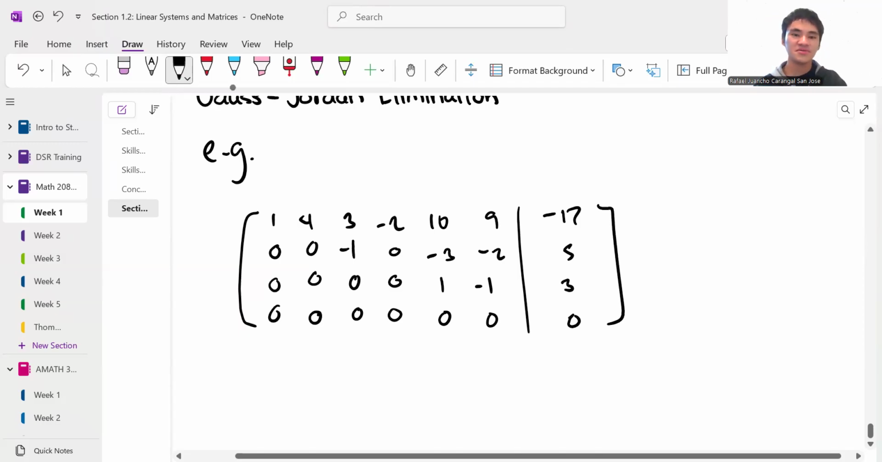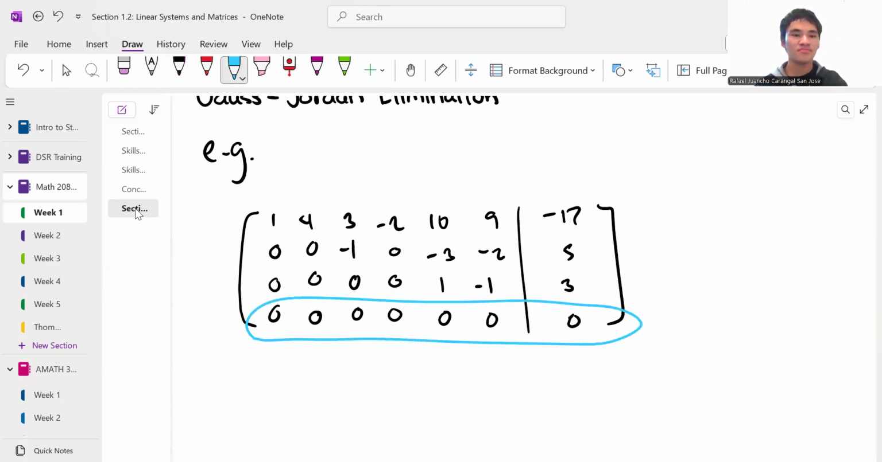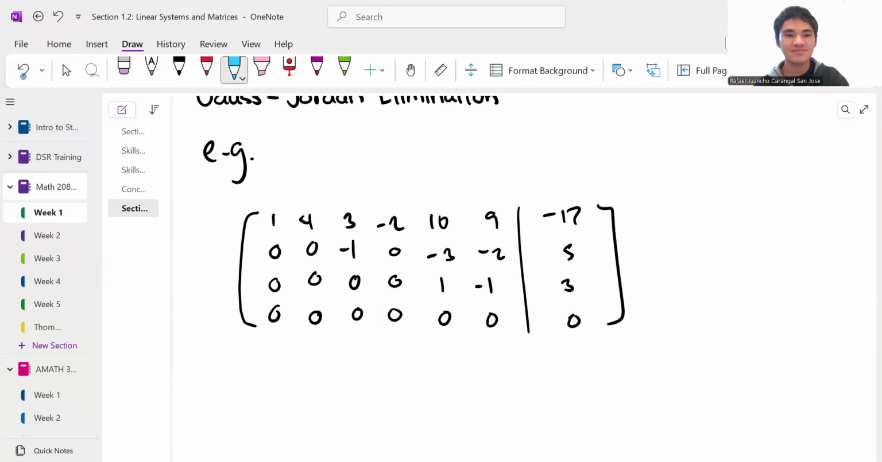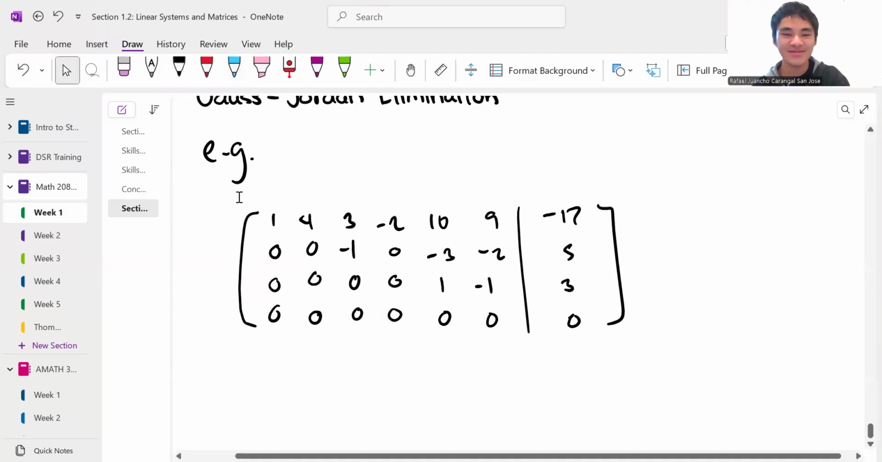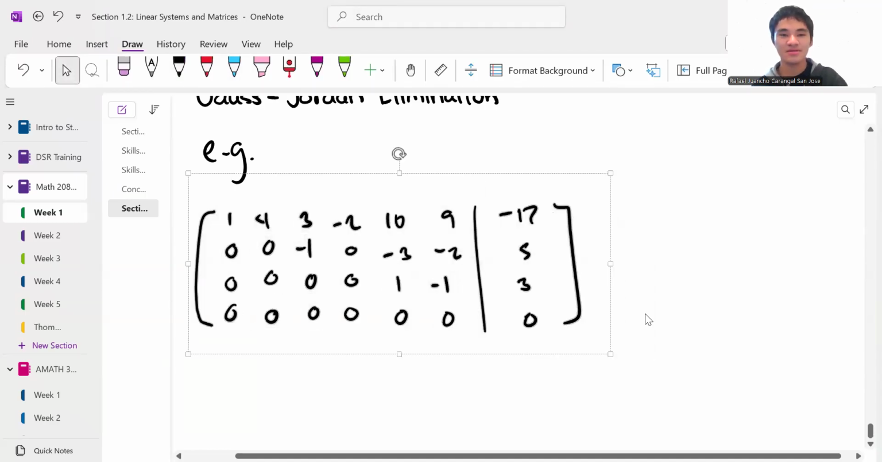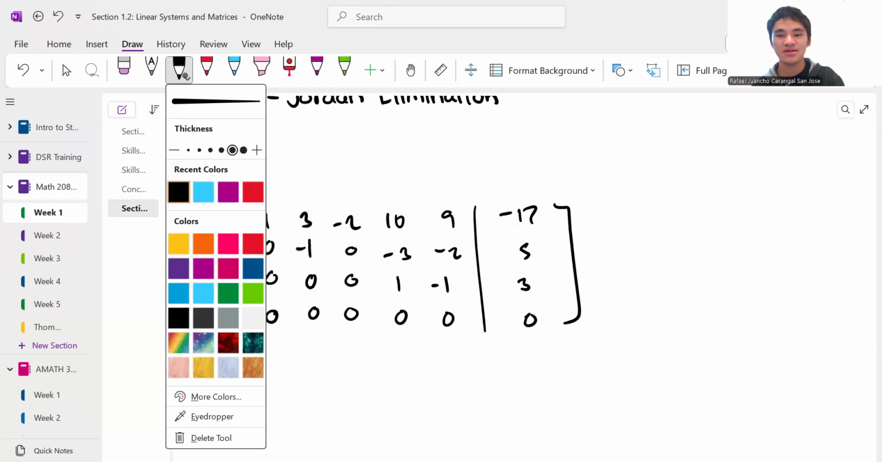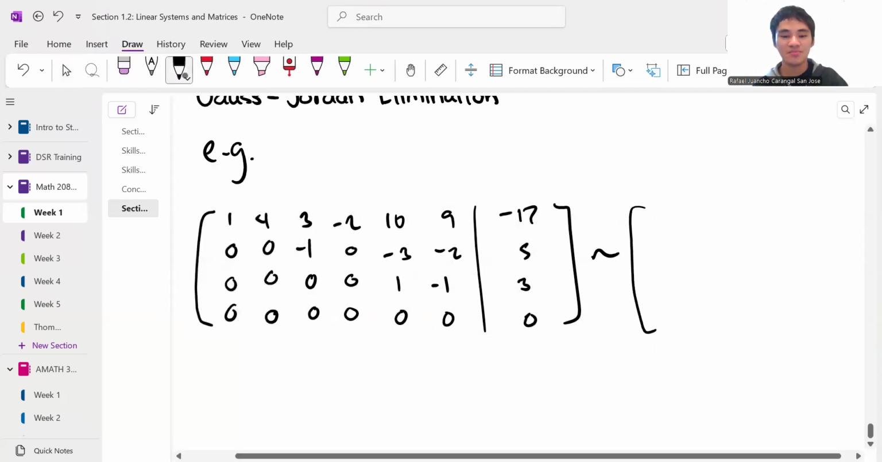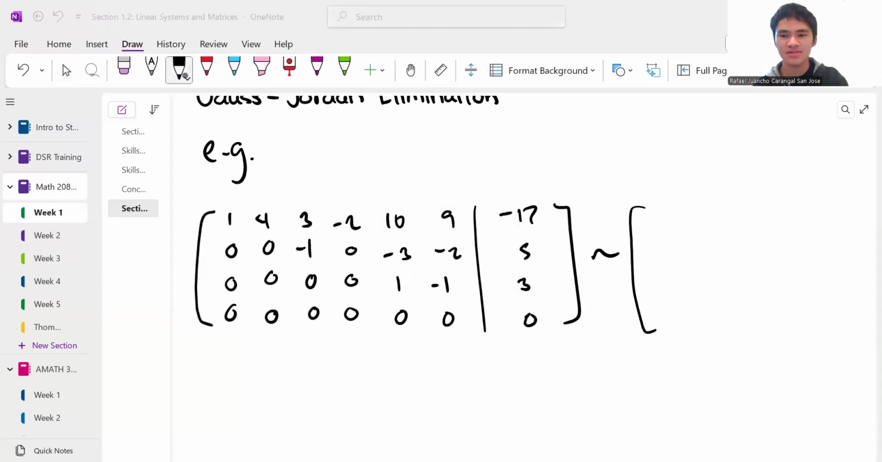So we actually have a 0 row here. I don't know, just an observation. This has nothing to do with Gauss-Jordan. Here's what Gauss-Jordan is. I'm gonna say this matrix, after a couple of operations, is equal to this thing.